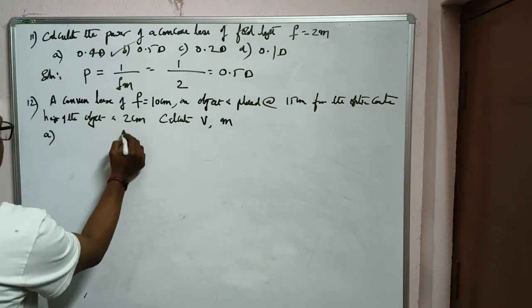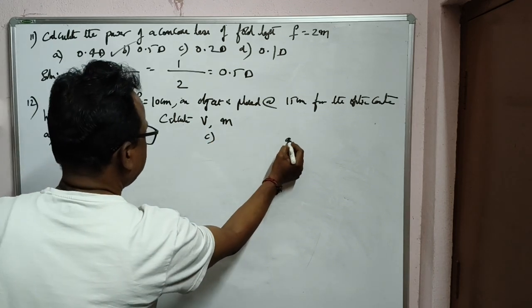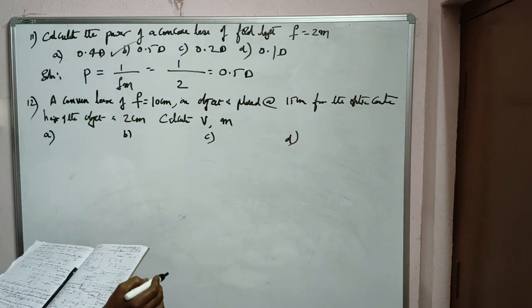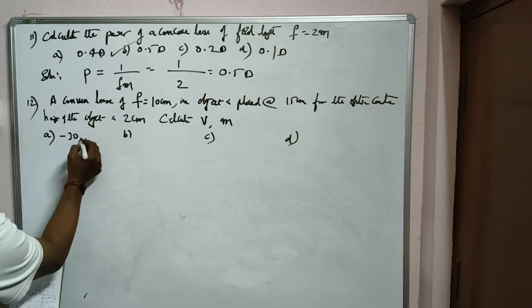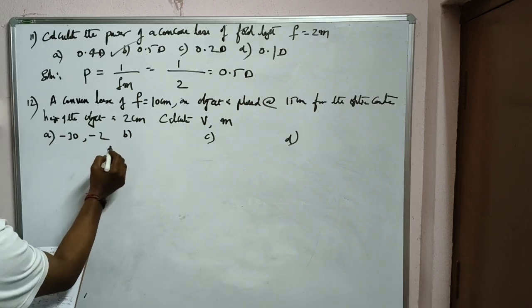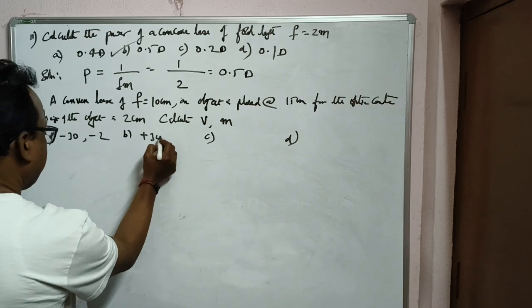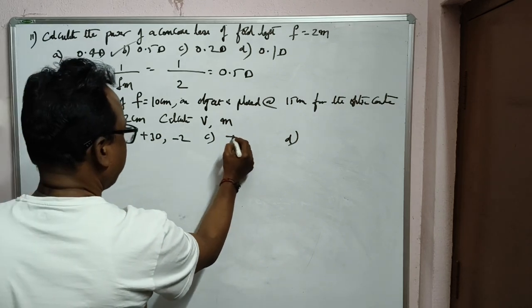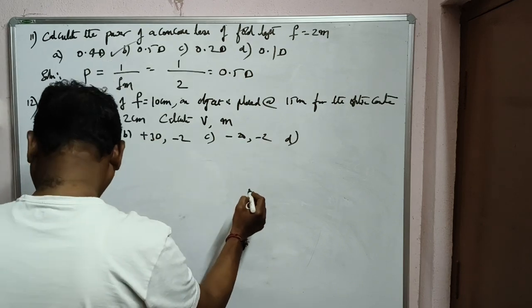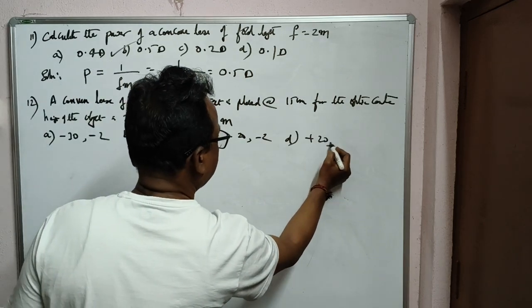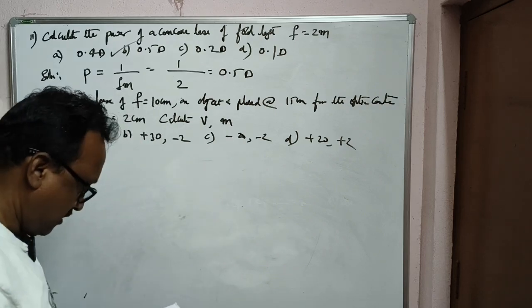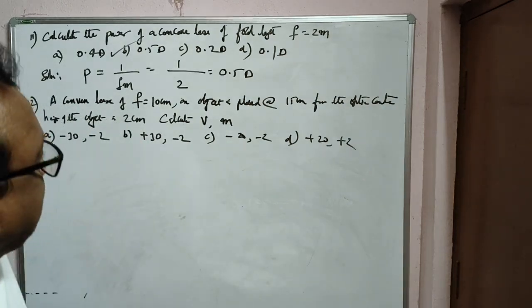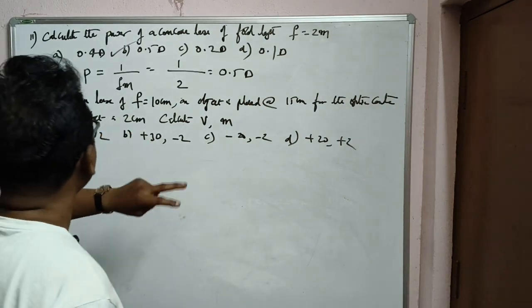Four answers A, B, C, D are given. Some answers he has given: minus 30 comma minus 2, plus 30 comma minus 2, minus 20 comma minus 2, plus 20 comma plus 2. Now let us try this problem. It is a twisting problem. You have to use some formulas.